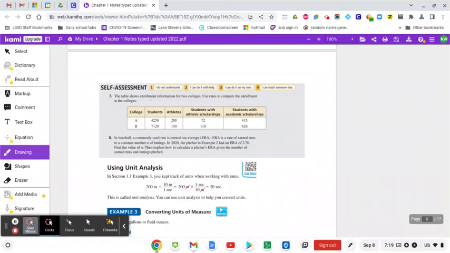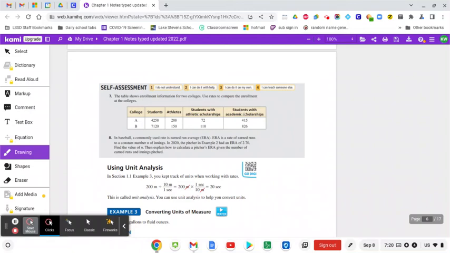Okay, so the table shows enrollment information for 2 colleges, College A and College B. We're using rates to compare the enrollment. So if we're comparing the enrollment, we could be comparing how many athletes there are to students. We could compare how many students with athletic scholarships to how many athletes are there, or students with academic scholarships to how many students are there. So there's lots of different ways you could do it. So yours may not be the same comparison as mine, and that's okay.